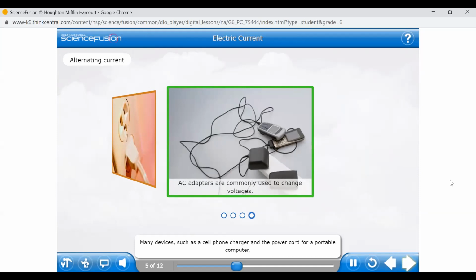Many devices, such as a cell phone charger and the power cord for a portable computer, include adapters that change the voltage of AC current to a lower level that the device can use more easily.